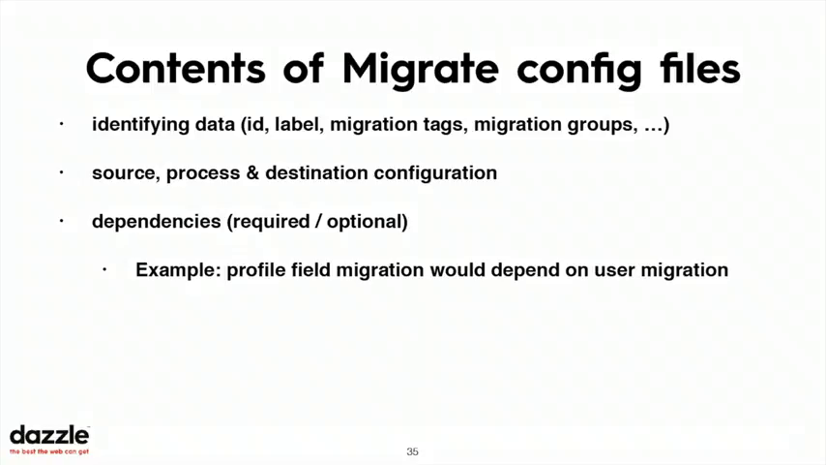And lastly, you should also define dependencies, because these could either be required dependencies or optional dependencies. Your migration configuration might depend on something else. For example, if you are going to be migrating profile field data, you should depend on the user migration, because you need a user to assign profile fields to. So the user migration would then run first before the profile field migration would run.